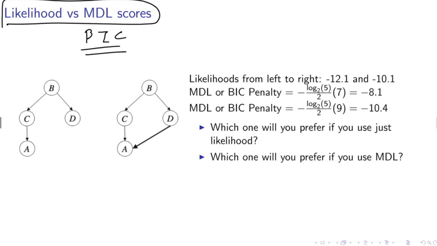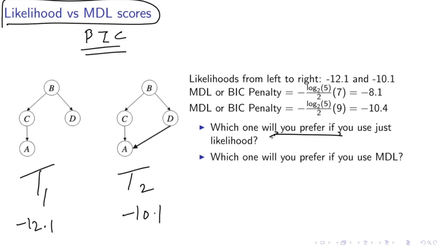I'm giving you two Bayesian networks. Let's call this Bayesian network T1, and let's call this Bayesian network T2. It turns out that for a given data set, the log likelihood of T1 is minus 12.1, and the log likelihood of T2 is minus 10.1. So if you're using the log likelihood as your criteria, which model will you select? Remember, these numbers are negative. So based on the log likelihood criteria, I would select T2.